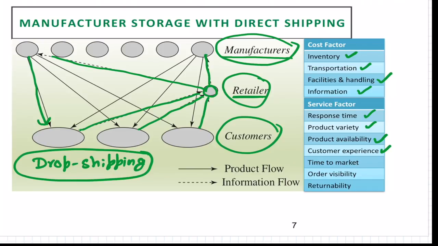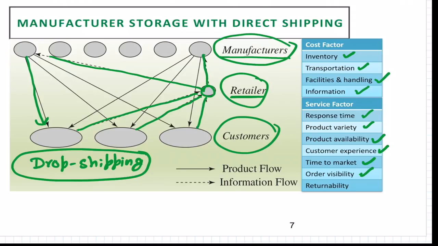So customer experience may depend on certain factors. Because customers receive home delivery, that's a plus point. But if customers have placed an order to the retailer where products from different manufacturers are involved, which results in receiving partial orders from time to time, that may be a slight negative for this kind of design. Time to market will be high because as soon as a manufacturer can produce a product, it becomes available. So in that sense, time to market is going to be good.